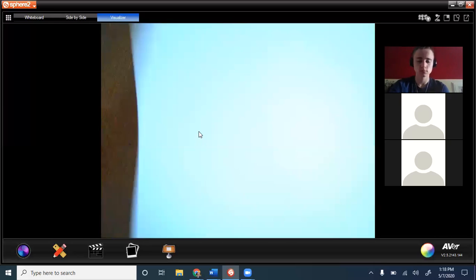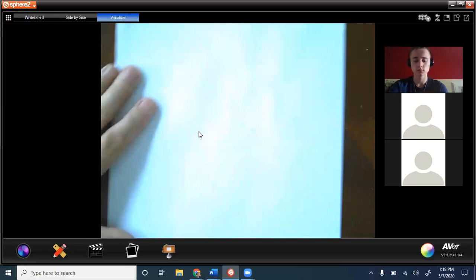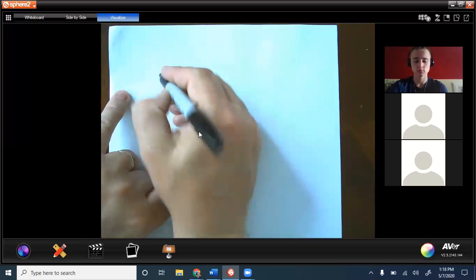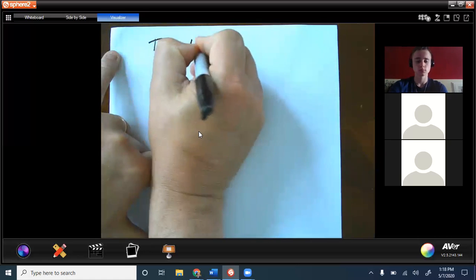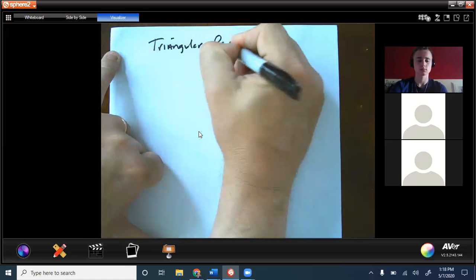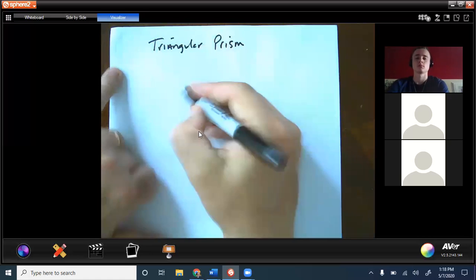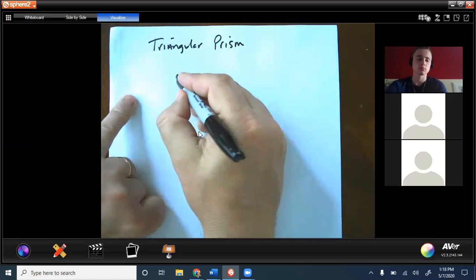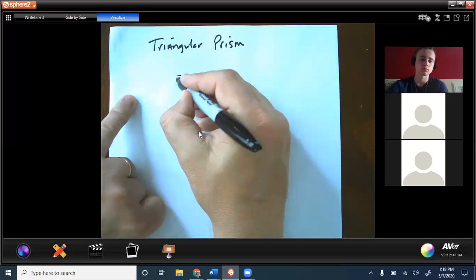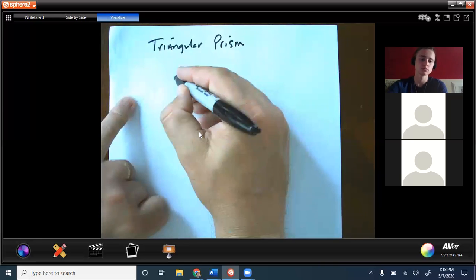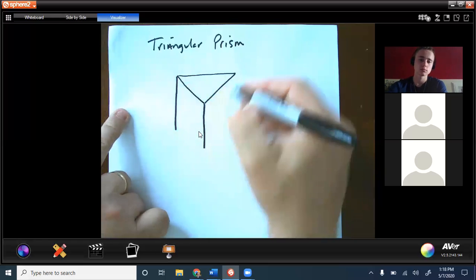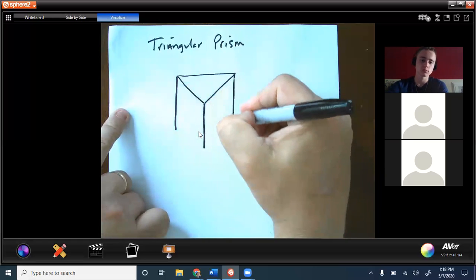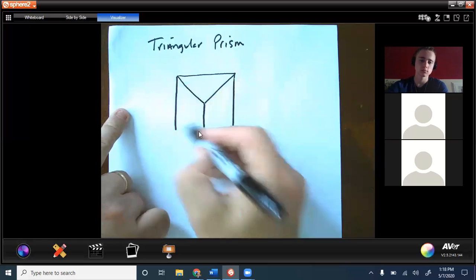Okay. All right, so what if we have a triangular prism? Well, all that means, a triangular prism, is that the base is a triangle. So let's start off with, I don't know, just a normal triangle here. And then we draw the height. Try and make the triangle the same.